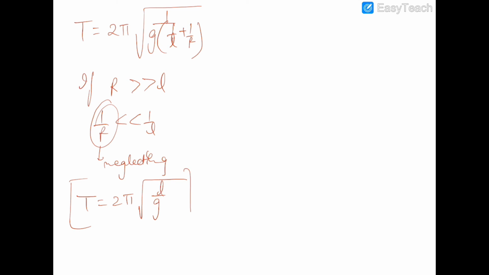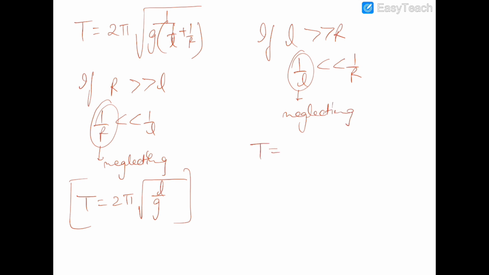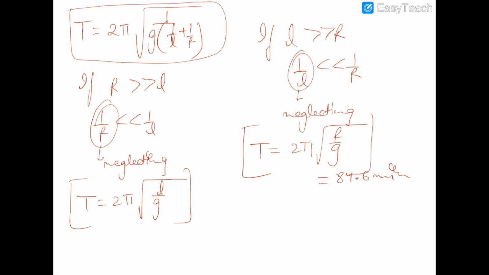This we already know. And if this L is very, very greater than r, then 1 upon L will be very, very less than 1 upon r, which means that we can neglect 1 upon L. So neglecting this 1 upon L, we can see that the time period will be 2 pi under root of r by g, which is also equal to 84.6 minutes. So this general formula is the time period of a pendulum of very large length as compared to the radius of Earth. Thank you.